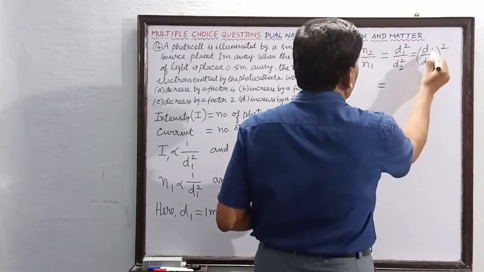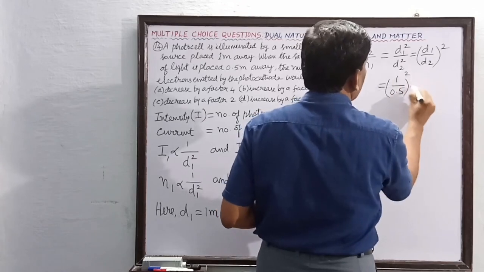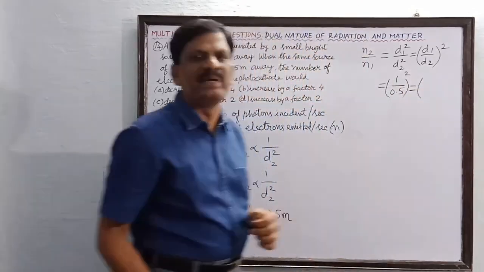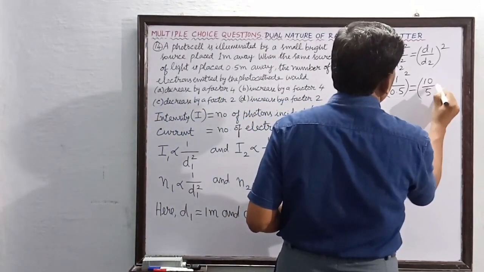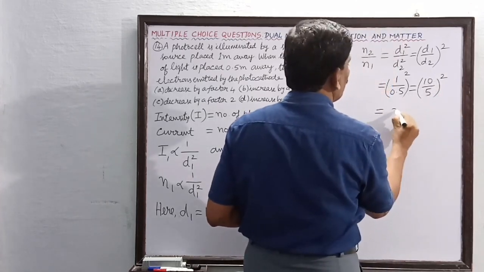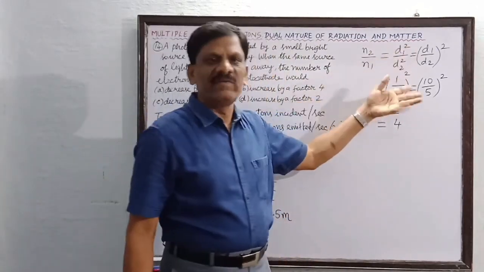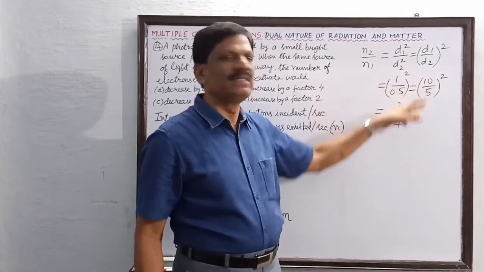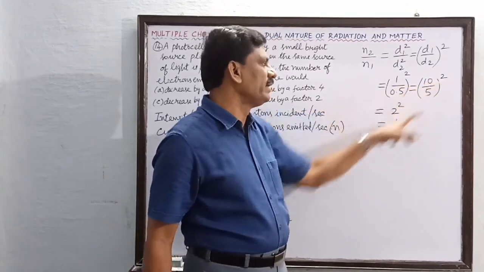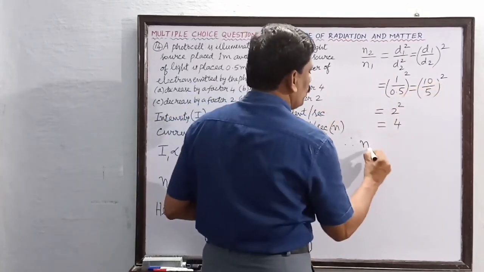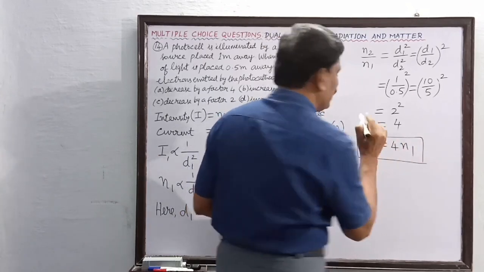So what is d1? d1 is 1 meter divided by 0.5 meter the whole square. I will multiply both numerator and denominator by 10. So 1 into 10, this is also equal to 10 divided by 5 the whole square. So this is equal to 2 square, that is equal to 4. See, directly you can write the value, no problem. But if you multiply by 10, then there will be no mistake in our calculation, on the safer side. So 10 by 5 is 2, and 2 square is 4. Therefore, N2 is equal to 4 times N1. So this is the expected answer.